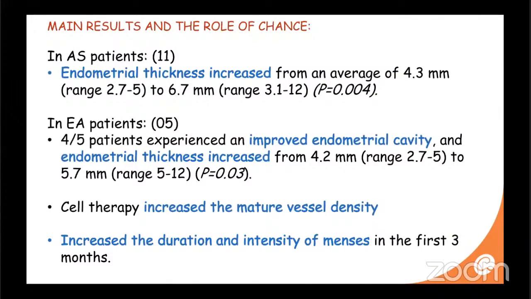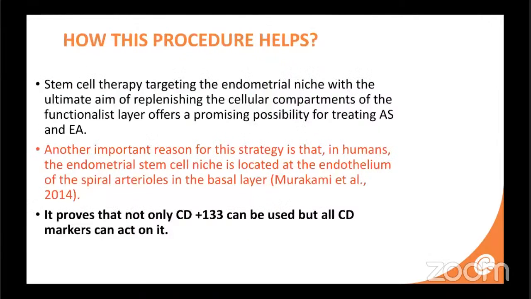If you see the results, they are really encouraging. In Asherman syndrome, which is the worst category of endometrium you can ever get, they saw an endometrial thickness increase from an average of 4.3 millimeters to 6.7 millimeters. In endometrial atrophy patients, they saw an improved endometrial cavity and endometrial thickness from 4.2 up to 5.7 millimeters. So the cell therapy increased the mature vessel density and increased the duration and intensity of menses in the first 3 months after the procedure.